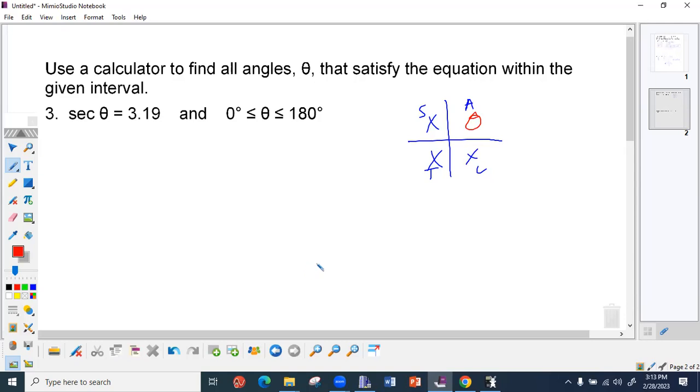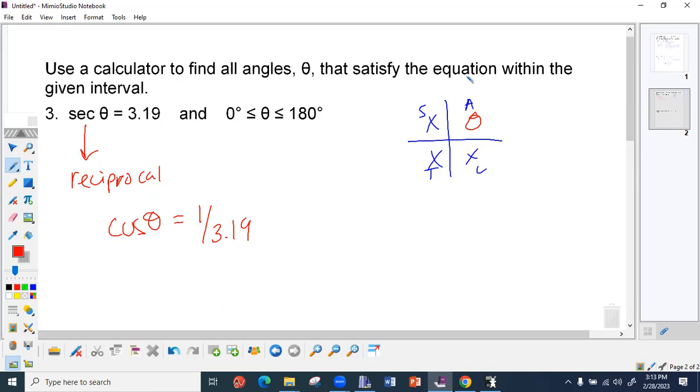Make sense? All right. Secant, can I put that in the calculator? No. I have to find its reciprocal. And what is the reciprocal? 1 over sine theta. Which is going to be what? 1 over 3. There we go.